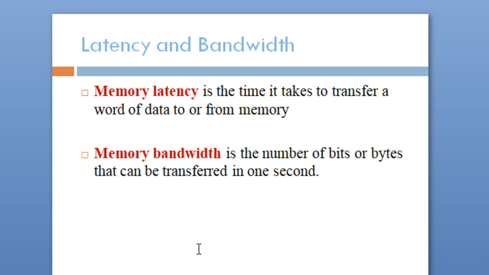And these are the 2 important measures used in the memory operation, that is memory latency and memory bandwidth. Memory latency is the time it takes to transfer a word of data to or from the memory. Memory bandwidth is the number of bits or bytes that can be transferred in 1 second. So these two measures are used to measure the performance of the memory operation.